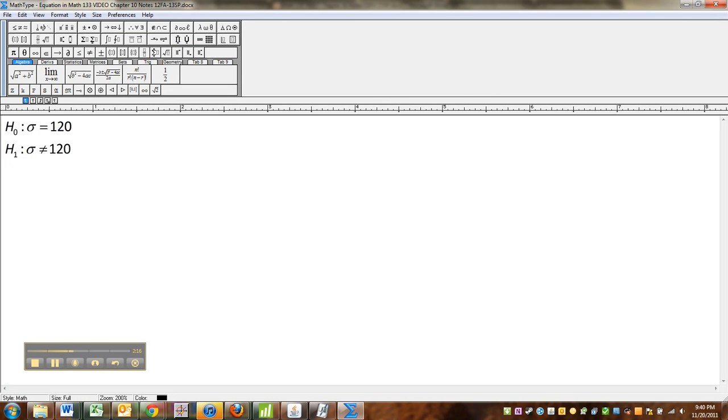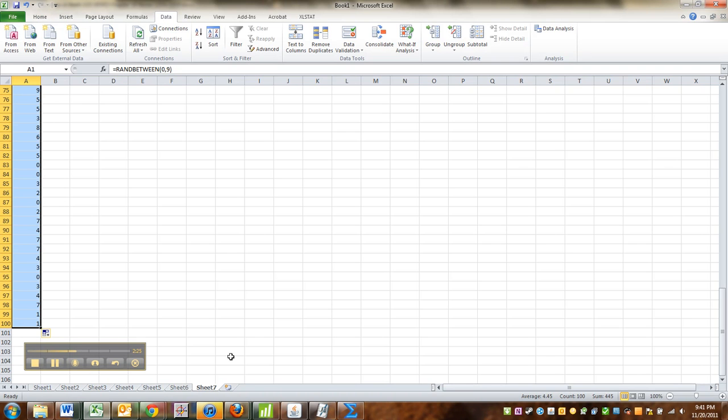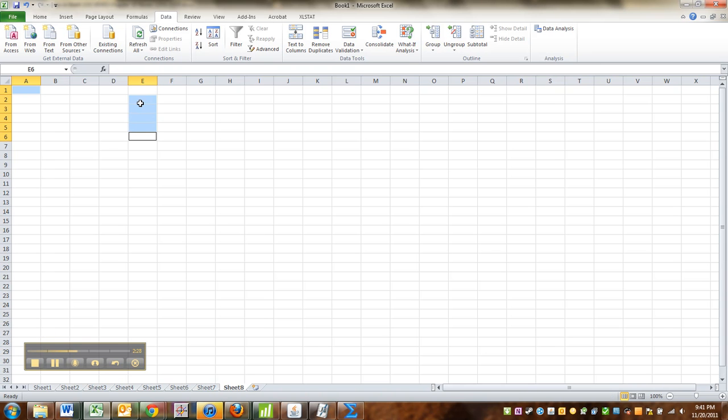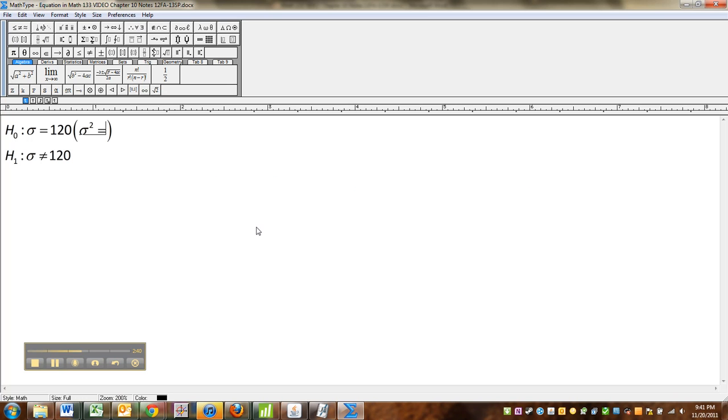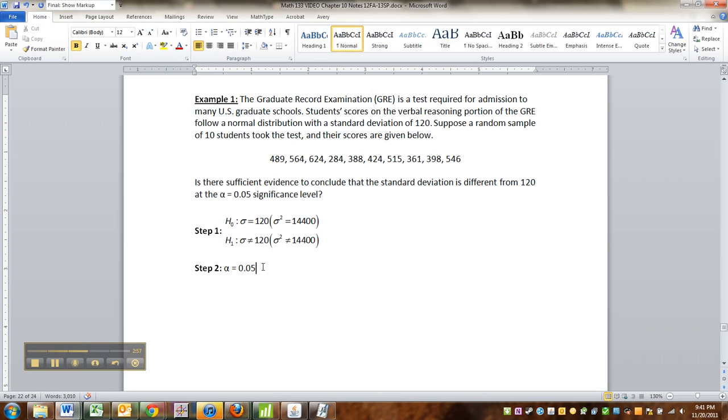And let's just take a moment and realize what this means. This means that sigma squared would be equal to 120 squared. Let me grab a new sheet here. Equals 120 squared, which would be 14400. It's helpful for these problems to keep both of those in mind because sometimes Excel or StatCrunch will do one or the other, but not both. So this would be sigma squared is not equal to 14400. So they kind of go together. It helps to know both of them. StatCrunch, I believe, needs the sigma squared one, if I'm not mistaken.